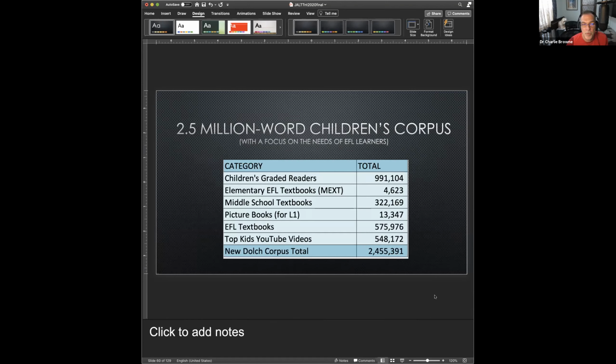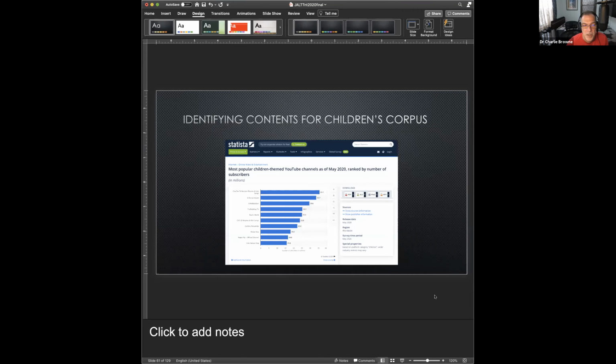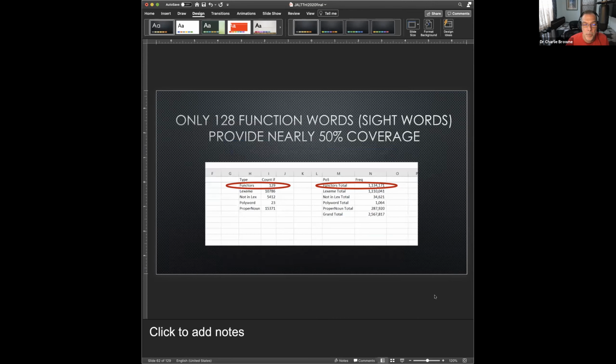And our corpus right now is about 2.5 million words. You can see there are graded readers in there, there are textbooks in there, there are picture books. We also even took a large selection of children's YouTube videos. We tried to pick the top sites. There's a site called Statista, which has statistics for the most popular YouTube sites for children, and we put the corpus in for that.